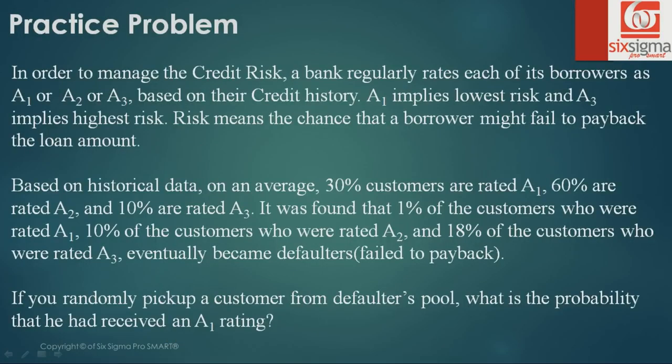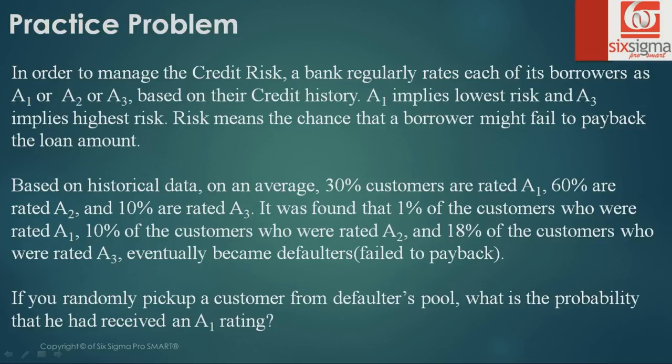So here's the problem. In order to manage the credit risk, a bank regularly rates each of its borrowers as A1 or A2 or A3 based on their credit history. A1 implies low risk and A3 implies highest risk. Risk means the chance that a borrower might fail to pay back the loan amount. Now this is the background of the problem.